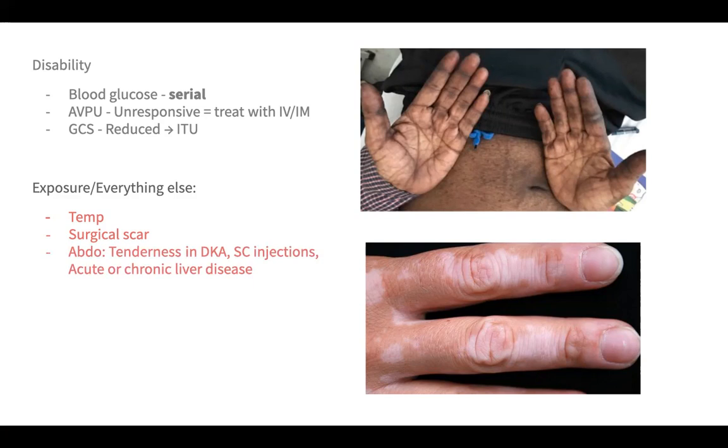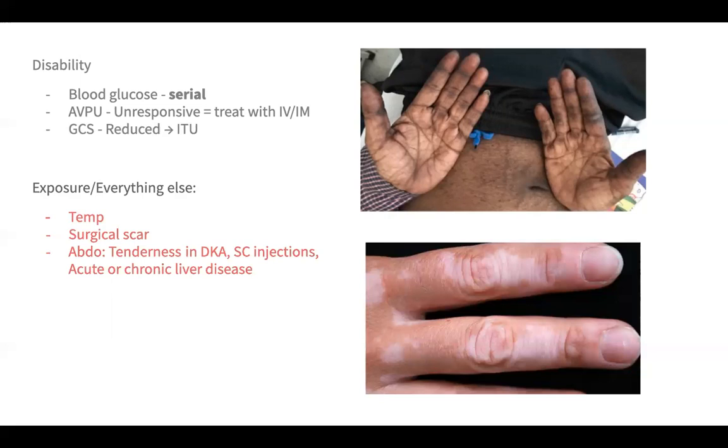Does the patient have any tenderness? Patients can have abdominal tenderness with abdominal pain within DKA. Is there any evidence of subcut injections? Is the patient already on insulin perhaps, or on another subcut hypoglycemic agent?